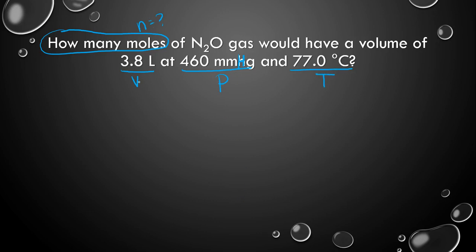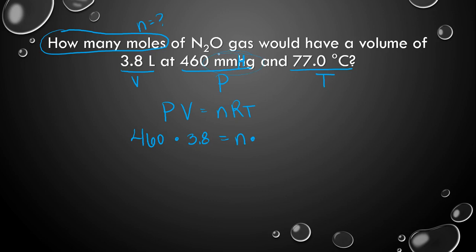So when I see n, V, P, and T, I know that once again I am plugging it into this particular equation. PV is equal to nRT. Our pressure this time is 460. Our volume is 3.8. Our number of moles we are finding. Now it's time for R. How do I pick it?